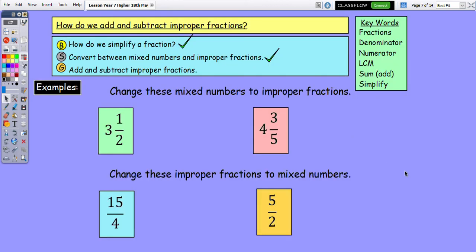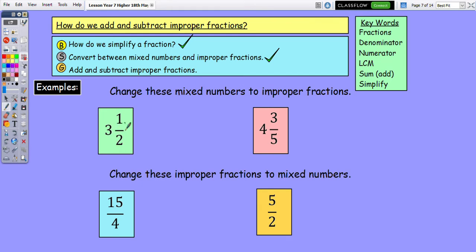Okay, we have to be able to change between mixed numbers and improper fractions. A mixed number is a whole number with a fraction. An improper fraction is a fraction where the numerator is larger than the denominator. So we essentially have to swap between these two. Now if we deal with the top two first, I'm going to try and write using a mouse, so forgive me.